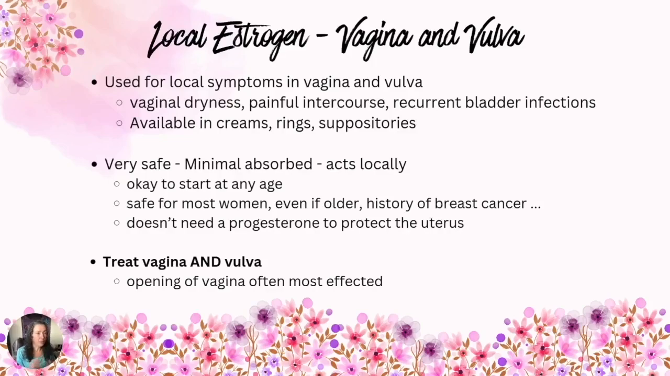The one thing I would say, a lot of it is an applicator to put in your vagina, so absolutely go for it. But often the area that's the most sensitive is right at the opening of the vagina, and oftentimes that's what really needs the estrogen. So yes, go ahead and treat the vagina, but also treat the vulva, the area around, particularly just in and just outside the opening of the vagina. It's really helpful to treat that area, because that's often where a lot of the dryness occurs.